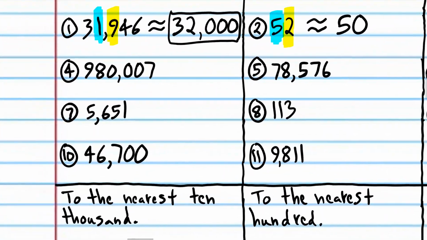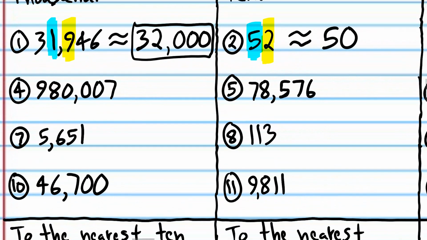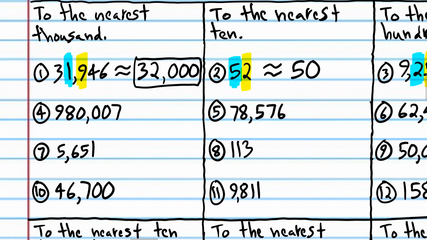All right, let's try number 4. It says round to the nearest 1,000. So we find the 1,000 place, which is here. Then we look to the number to the right, and as you can see, 0 falls in the category of 4 or below, so that means we round down. So this number is approximately equal to 980,080.